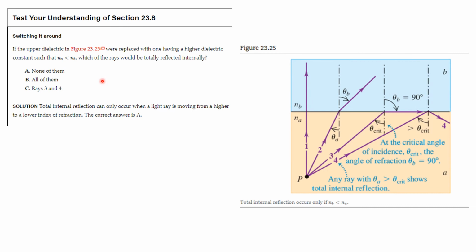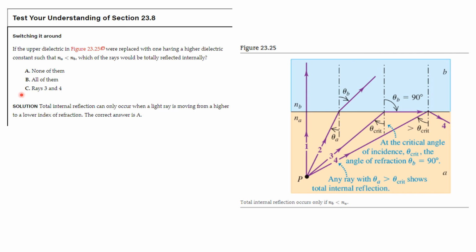Okay, so here is another test of this. Suppose the upper dielectric, the upper one here, is replaced with one having a higher dielectric constant such that n sub A was less than n sub B. So n sub B is up here, n sub A is down here, and n sub B is greater. Which of the following rays would be totally reflected internally? You have choices of 1, 2, 3, and 4, so you should study the picture.